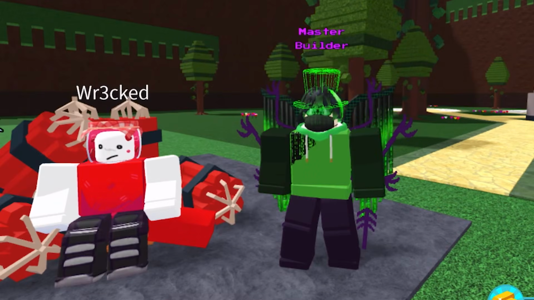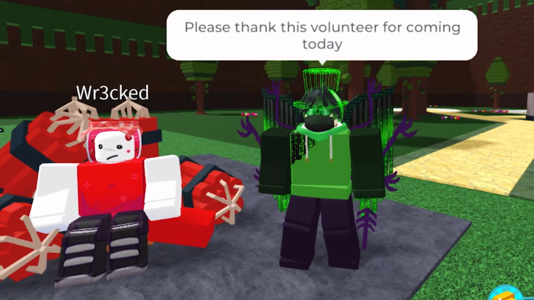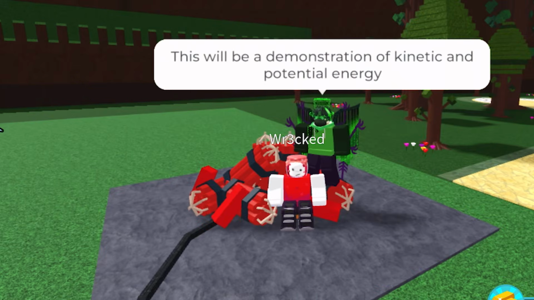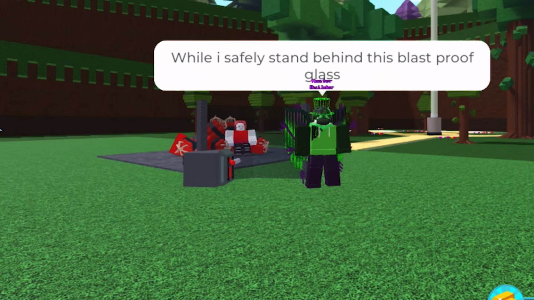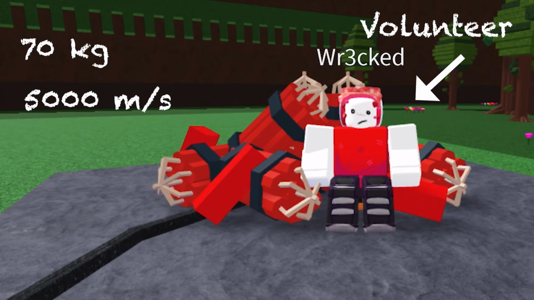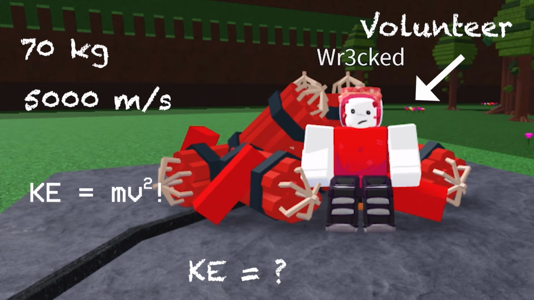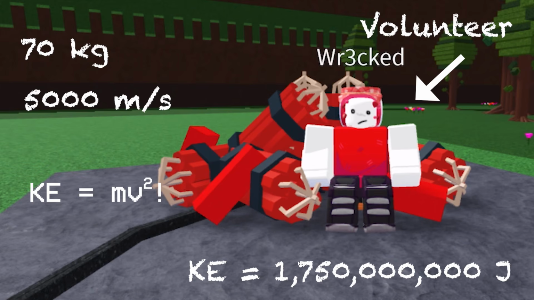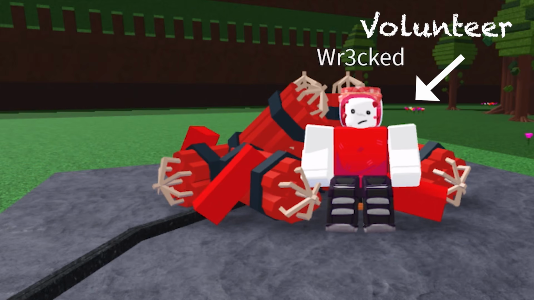So I thought I'd throw in the equation for the kinetic and potential energy bit, so please thank this volunteer for coming today. This will be a demonstration of kinetic and potential energy while I stand safely behind this blast-proof glass. Assuming our volunteer here weighs around 70 kilograms and the explosives will total a velocity of around 5,000 meters per second, how much kinetic energy will hit them upon detonation? If you answered 1,750,000,000, you would be correct.